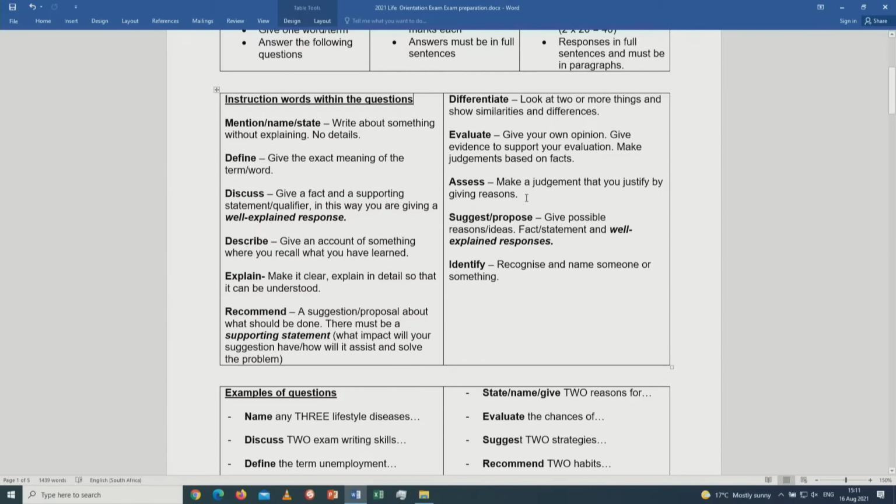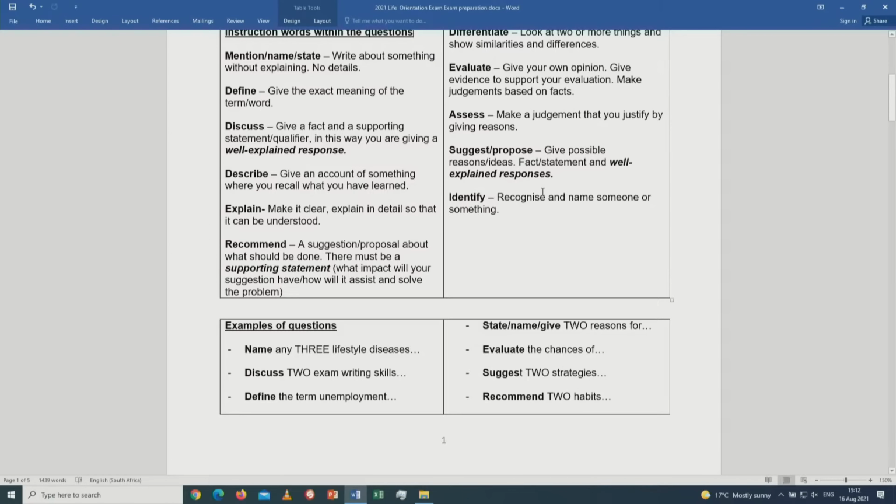Evaluation. In an evaluation, you give your own opinion. However, you give evidence to support that opinion. So in other words, whatever judgment you make must be based on facts. And we all know that facts are facts. A statement and a fact are two different things. So when you're doing your evaluation and giving your own opinion, there must be facts in whatever you are saying so that you can support that opinion.